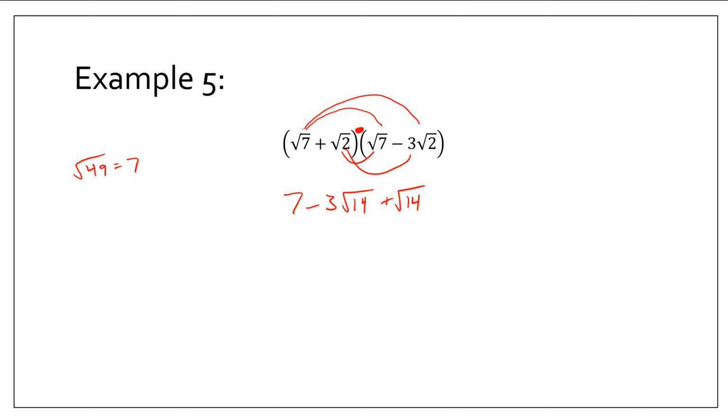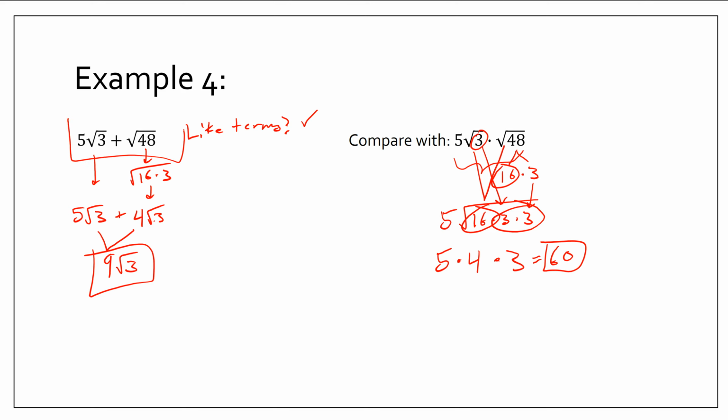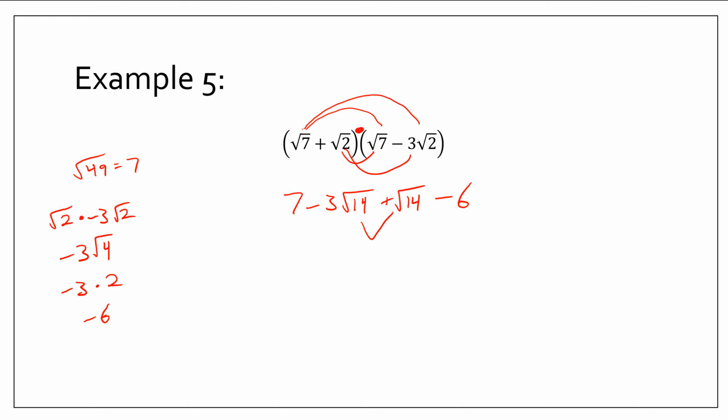And then finally here, let's do this one over to the side. Root 2 times negative 3 root 2. Wouldn't that be negative 3 times the square root of 4, which would be negative 3 times 2, which would be negative 6. Woo! Okay, and now that I've FOILed, I have a problem that looks much like this. And remember, I'm looking for like terms. So these are like terms. So I have negative 2 root 14. Remember, negative 3 plus 1 to get the negative 2. The radical stays the same. I also have 7 minus 6. Okay, that's it. 1 minus 2 root 14.